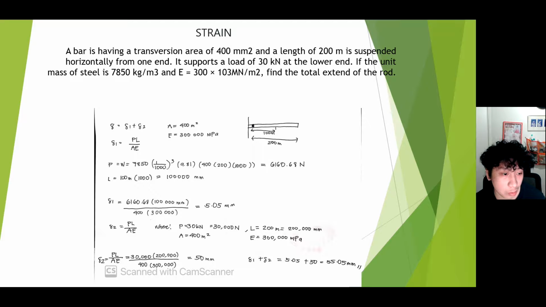So same lang sa elongation 1, gamitin natin sa elongation 2, where P is equal to 30 kN is equal to 30,000 N. So A is equal to 400 mm squared. So same lang sa elongation 1. So 30,000 times 200,000 over 400 times 300,000 is equal to 50 mm. So pag-a-add lang natin yung una at yung pangalawa. So 5.05 plus 50 is equal to 55.05 mm.